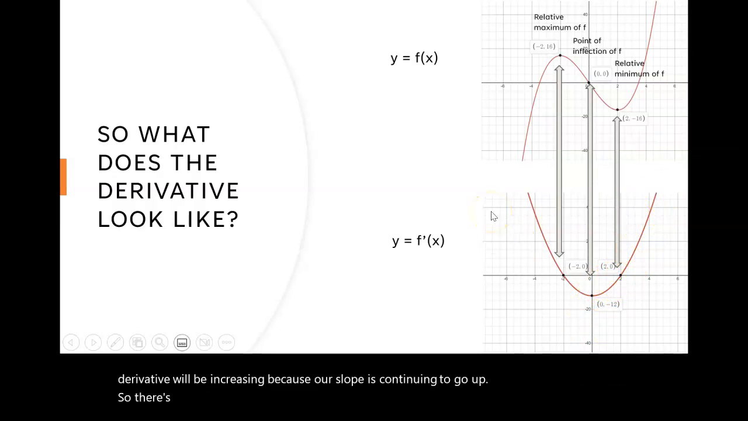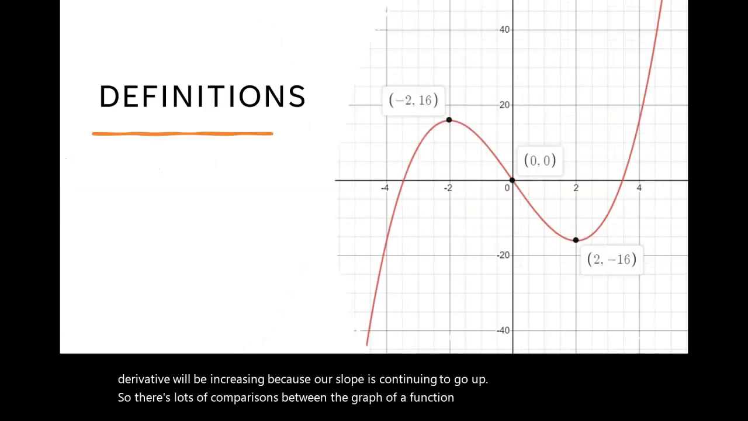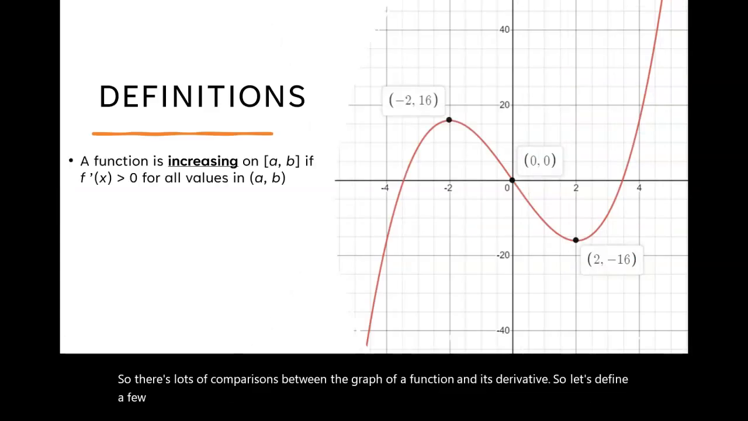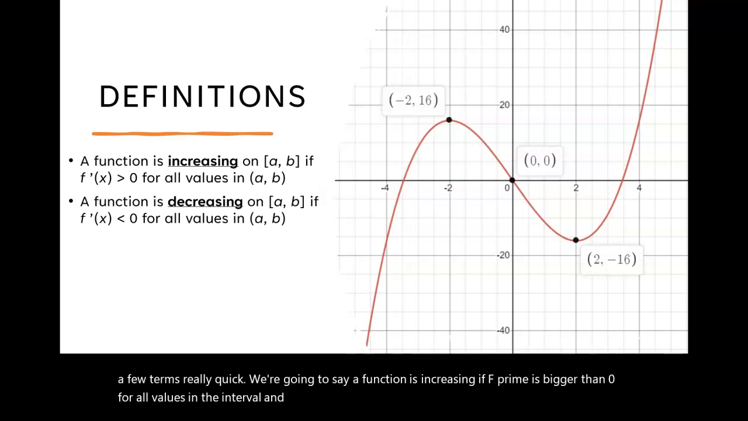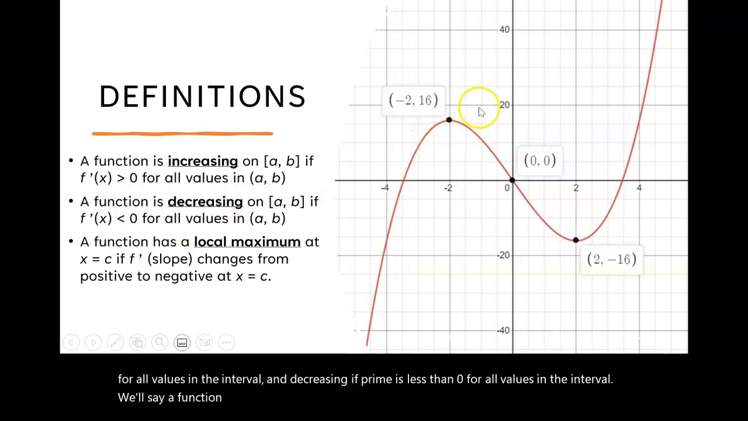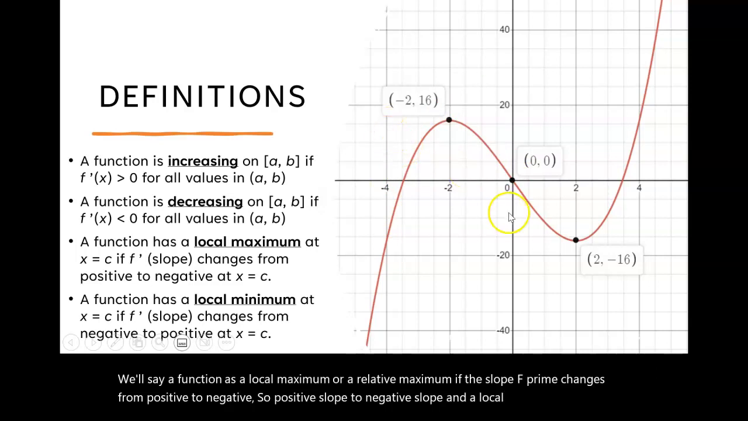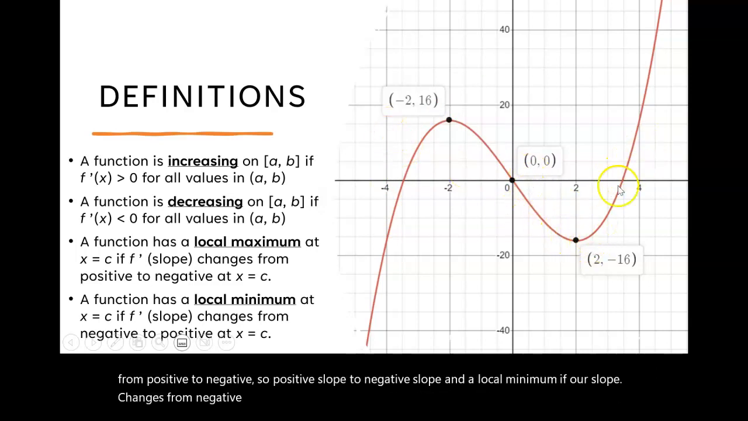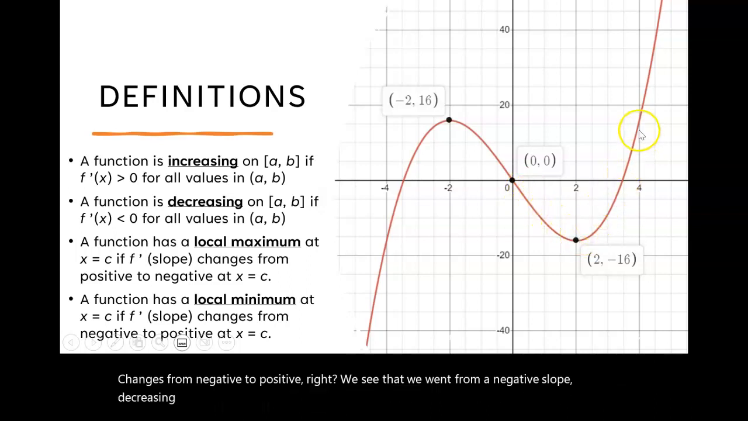So there's lots of comparisons between the graph of a function and its derivative. So let's define a few terms really quick. We're going to say a function's increasing if f prime is bigger than 0 for all values in an interval. Decreasing if f prime is less than 0 for all values in an interval. We'll say a function has a local maximum or a relative maximum if the slope f prime changes from positive to negative. So positive slope to negative slope. And a local minimum if our slope changes from negative to positive. Right? We see that we went from a negative slope, decreasing, to increasing.